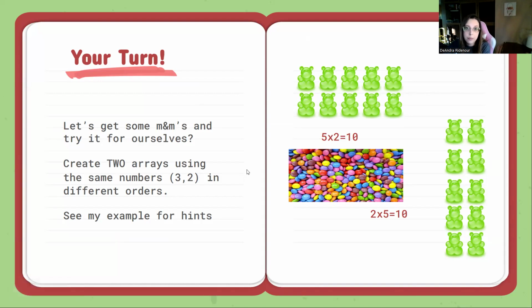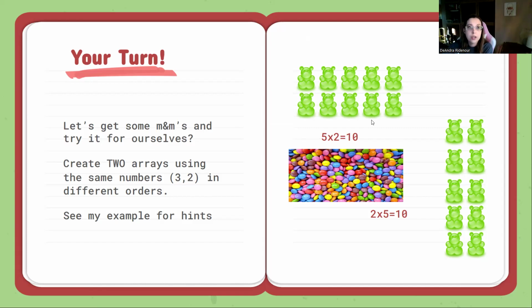Let's look at my example if you need some help. Here I did gummy bears because I love gummy bears. They're my favorite. And I'm going to do 5 groups. 1, 2, 3, 4, 5 groups of 2 gummy bears each. 5 times 2 is 10. That's right. 5 times 2 is 10.